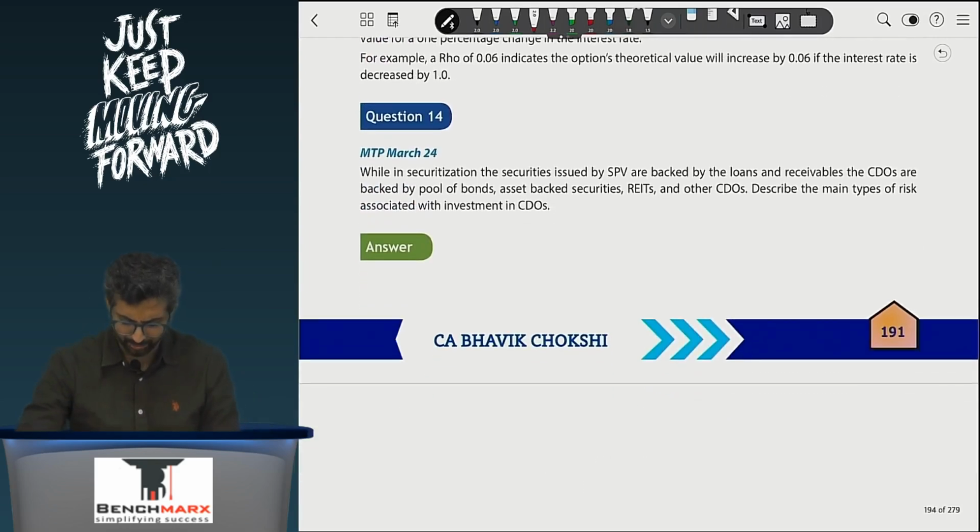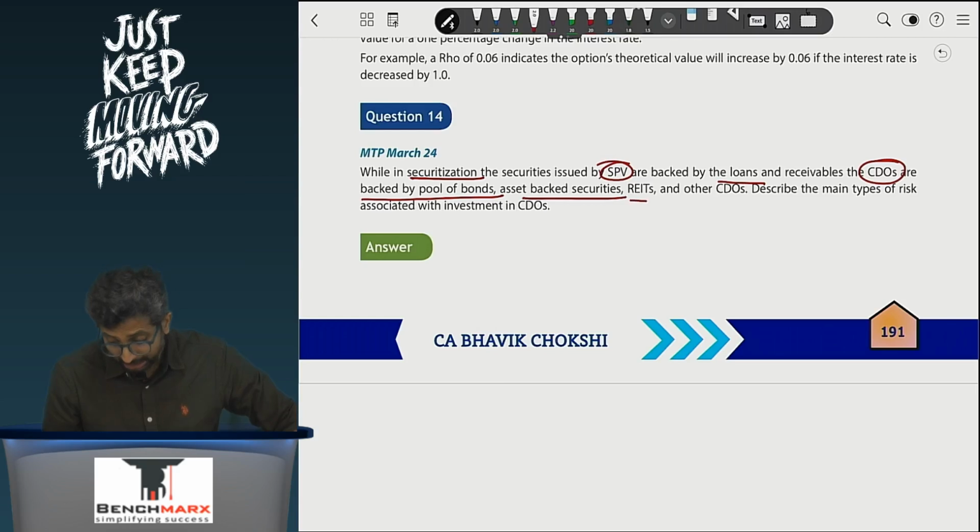Okay, next you have the next question. Securitization, there's a separate chapter on securitization. The securities issued by the SPV are backed by loans. The CDO is what? Collateralized debt obligation. We will study this in credit derivatives, within derivatives only. Collateralized debt obligations are backed by a pool of bonds or asset-backed securities, REITs (real estate investment trusts) and other CDOs.